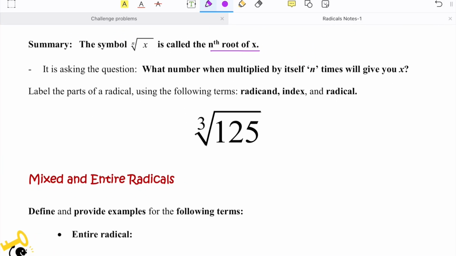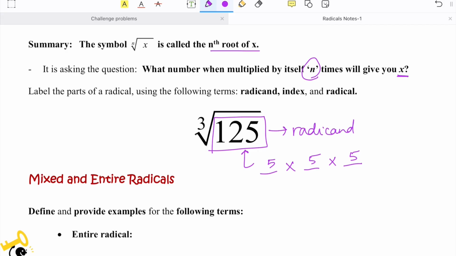It's basically asking yourself what number can be multiplied by itself n times to give you x. So what can you multiply by itself 3 times to get 125? 5, right? So a few words. Radicand is what's over here. Can we turn to our neighbors and say radicand? Radicand. Okay. And then this is our index, and the whole thing is a radical. Okay?